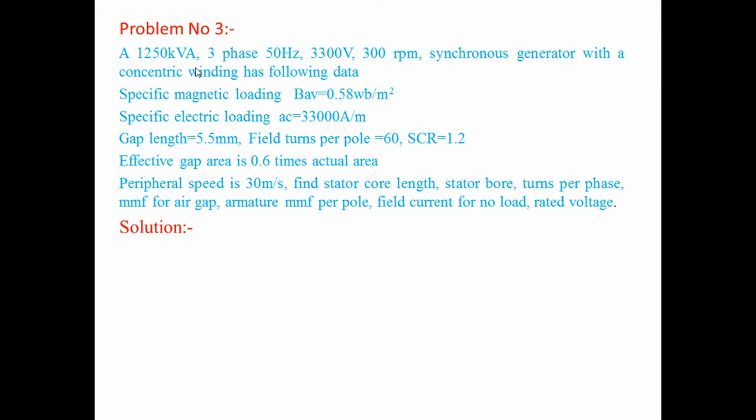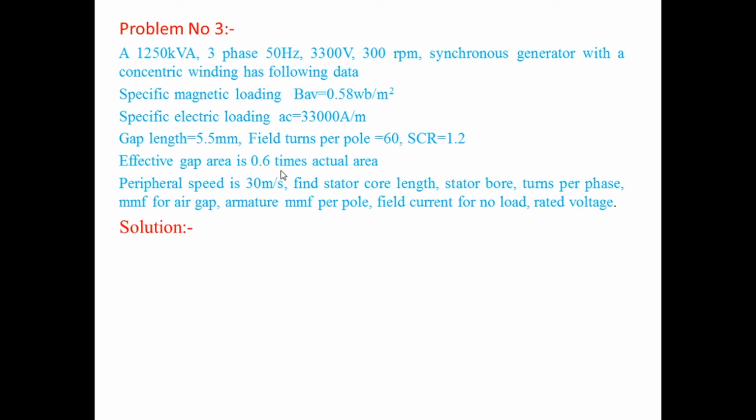A 1250 kVA, 3 phase, 50 Hz, 3300 volt, 300 RPM synchronous generator with a concentric winding has the following data. Specific magnetic loading, BAV, is 0.58 Weber per meter square. Specific electrical loading, AC, is 33,000 amps per meter. Gap length, that is length of air gap, is 5.5 millimeter. Field turns per pole, number of turns in the field, is 60. Short circuit ratio is 1.2.